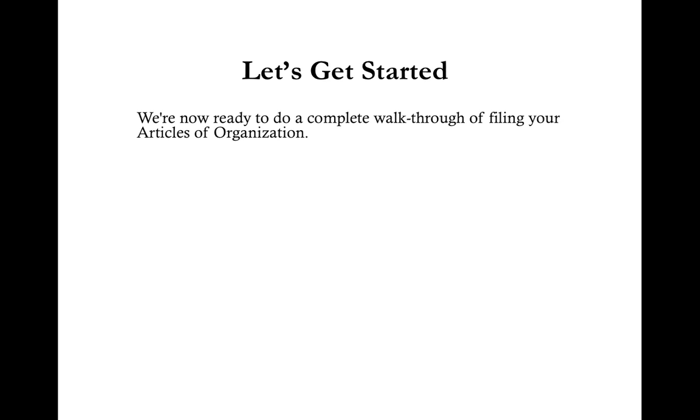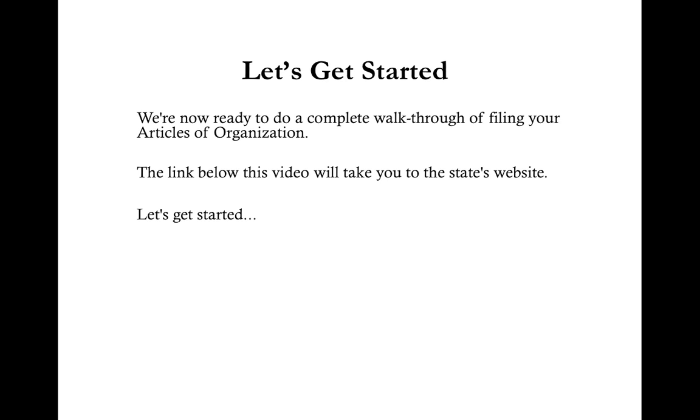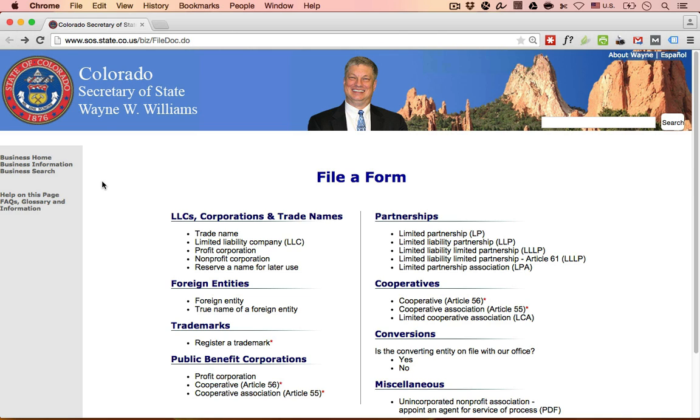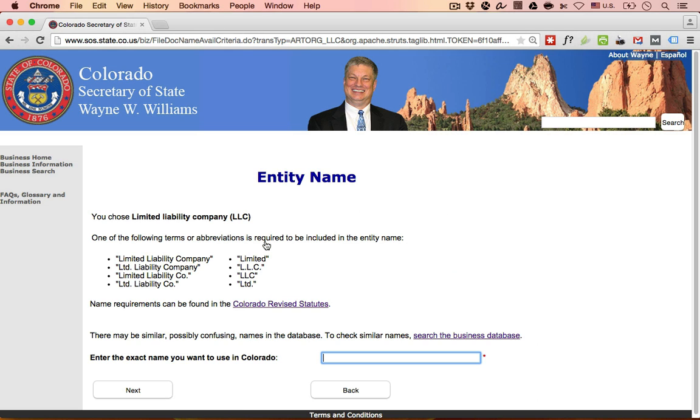We're now ready to do a complete walkthrough of filing your Articles of Organization. The link below this video will take you to the state's website. Let's get started. Here we are on the state's website under the File a Form section. In the first section under LLCs, corporations, and trade names, you're going to click on Limited Liability Company.